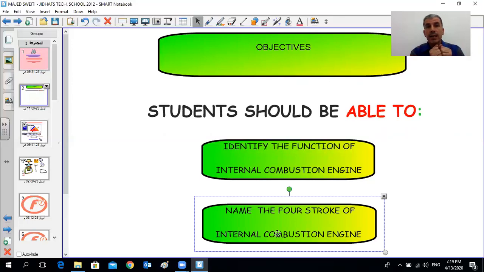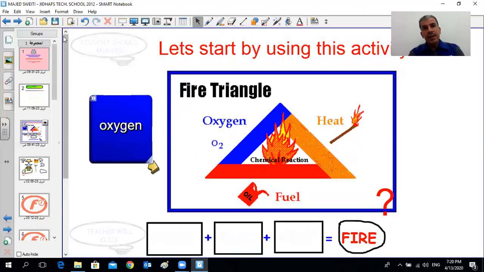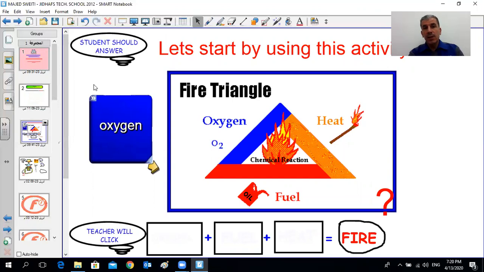So let's start with this pre-activity. Also, I have this cube. This cube will help us to answer some questions. Let's check. First of all, look at the picture. Then try to guess what the question is.